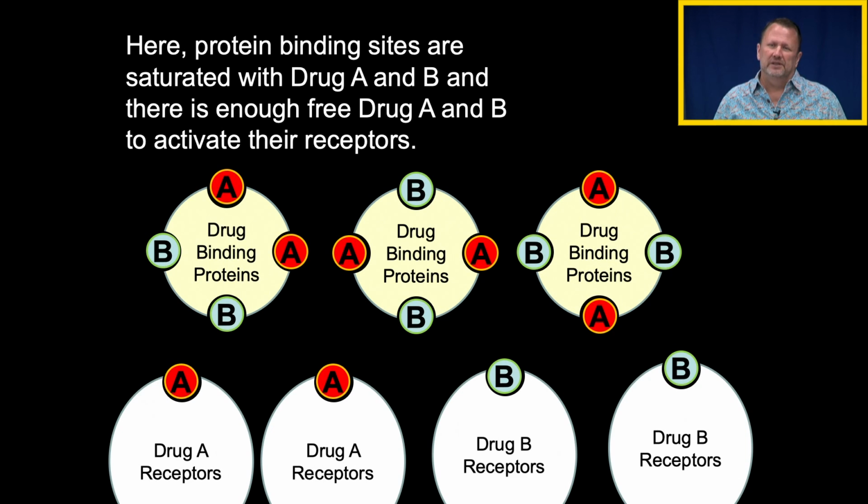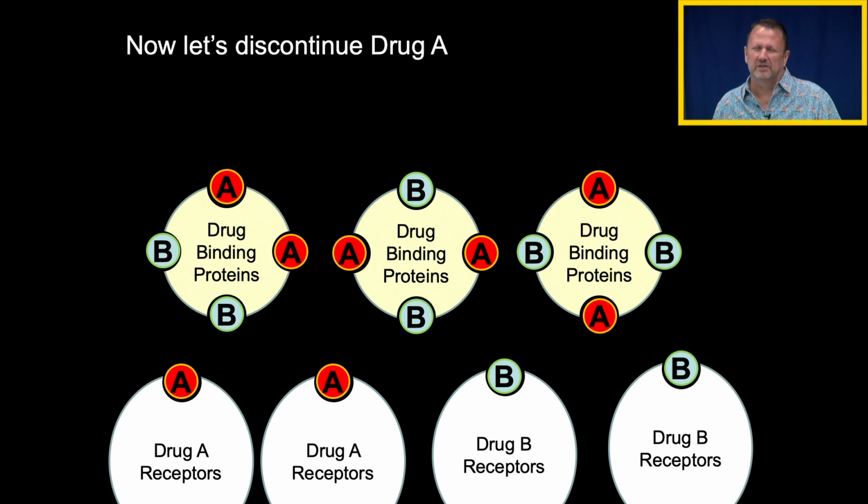And so let's see it again. All right, so here we're saturated with drug A and drug B. And I think drug A is our Coumadin and drug B is our Dilantin. And so my protein binding sites are nice and saturated, and I have adequate levels of drug A to interact and affect drug A receptors. I have plenty of drug B in solution to interact with drug B receptors and get that effect. So I'm getting the Coumadin effect, I'm getting the Dilantin effect.